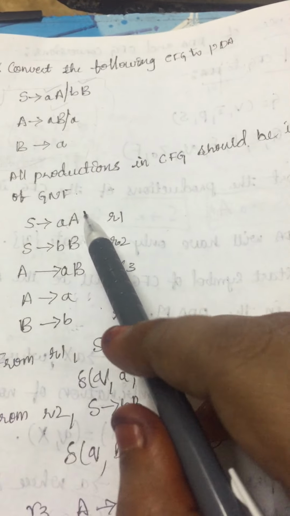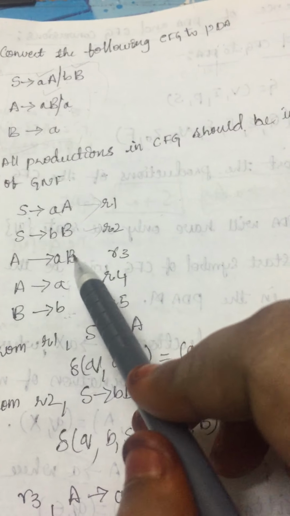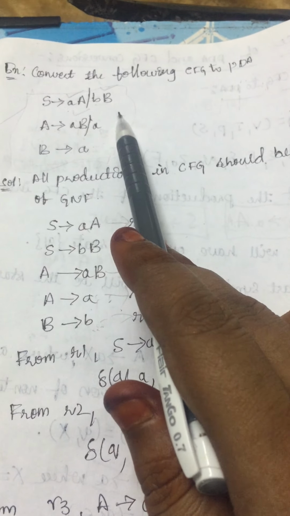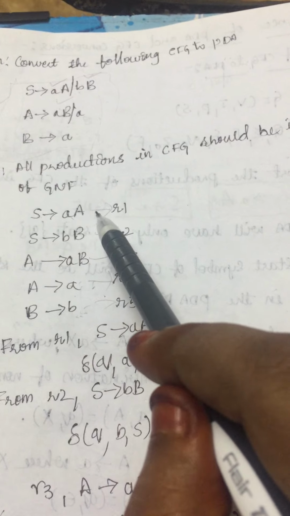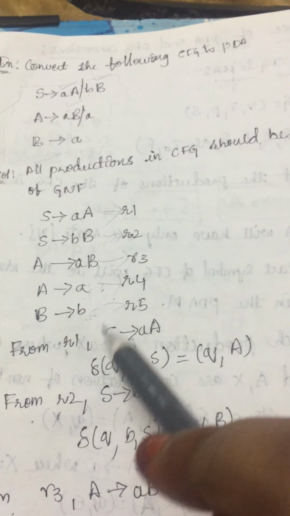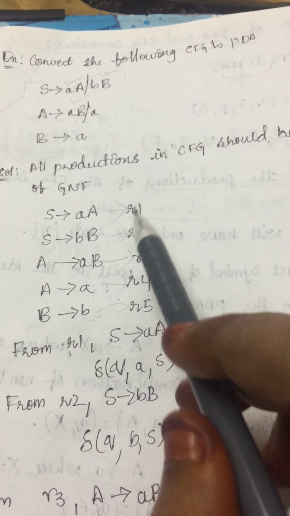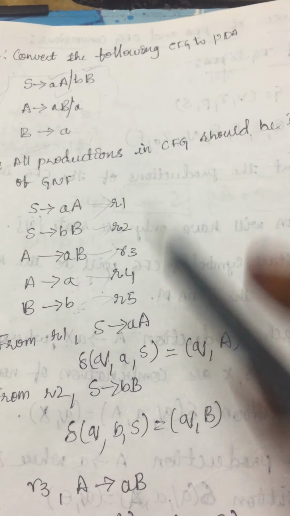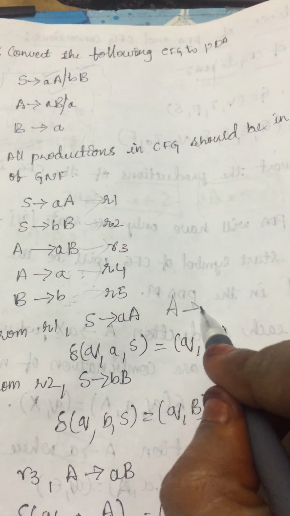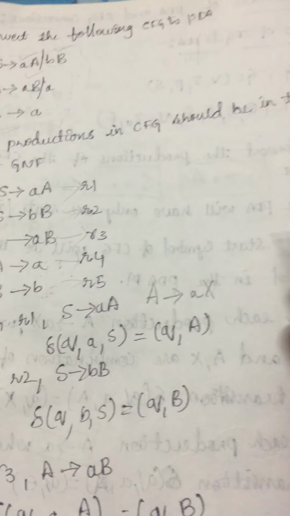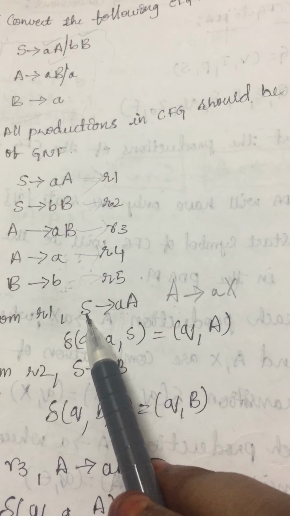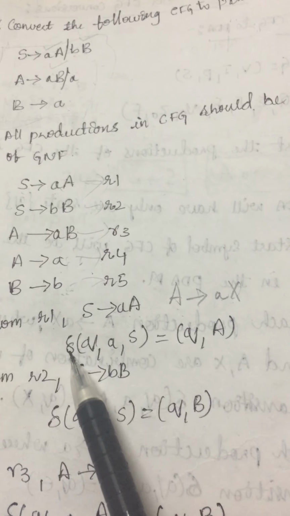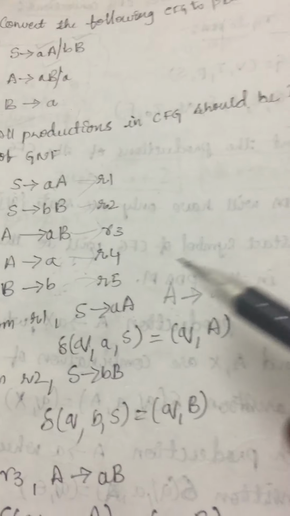Now we have just renamed the productions as R1, R2, R3. The productions which were combined in the question, we separated and named as R1, R2, R3. And now we are going to solve each and every production. From R1, what is R1 here? S producing small a capital A. See, it is of the form capital A producing small a capital X. Here capital A is nothing but S, small a is as it is, and X is nothing but the capital A.